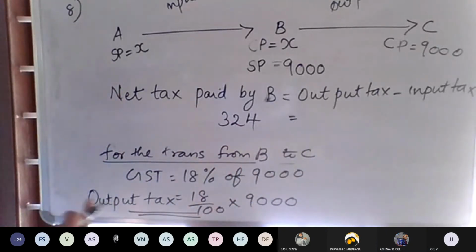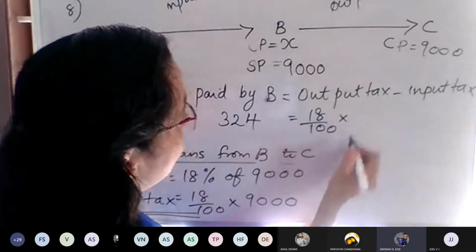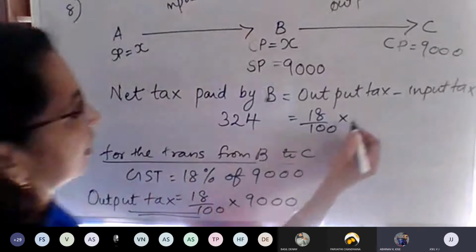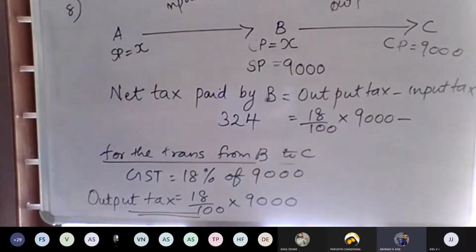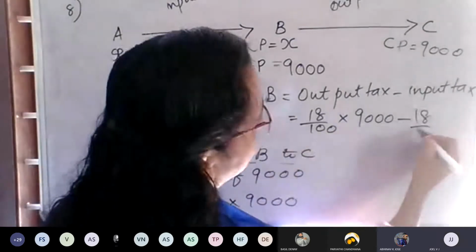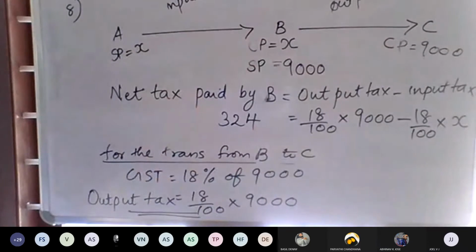We found out the output tax, no? Output tax is 18 by 100 into 9,000. 324 equals 18 by 100 into 9,000 minus input tax, 18 by 100 into X. Up to that, understood?